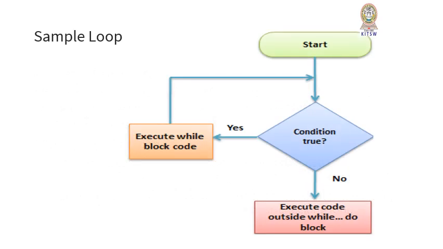This is a flowchart for a sample loop. We check a condition. If the condition is true, we execute the statements which are related to this particular loop. Now this loop can be either while, for, or do while. If the condition is not true, then the statements within this loop are not executed, and simply control goes to the statements which are below the loop, and those statements belong to the main function.